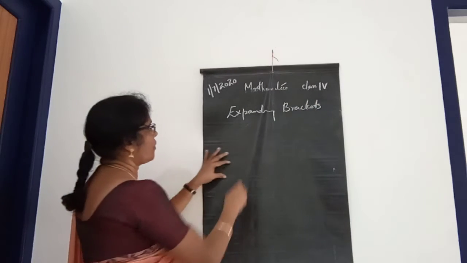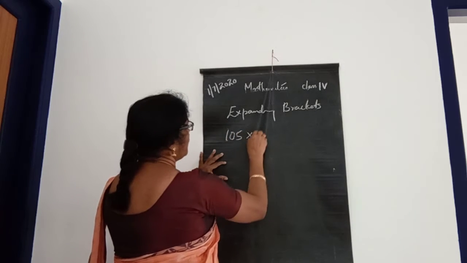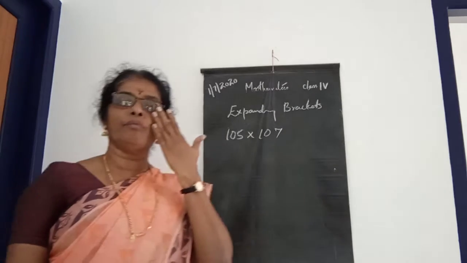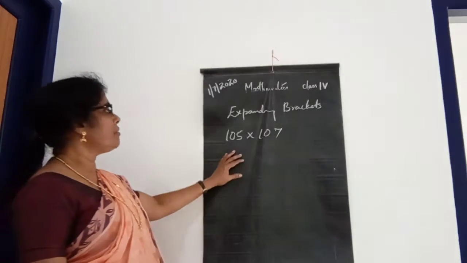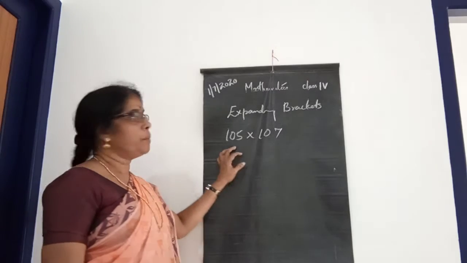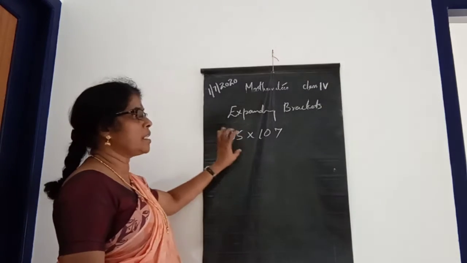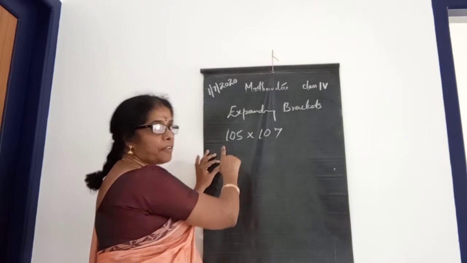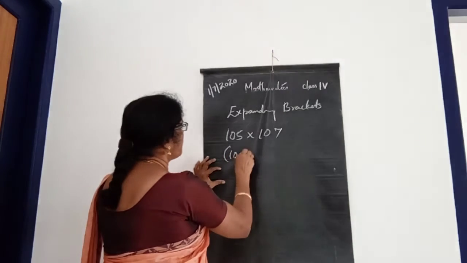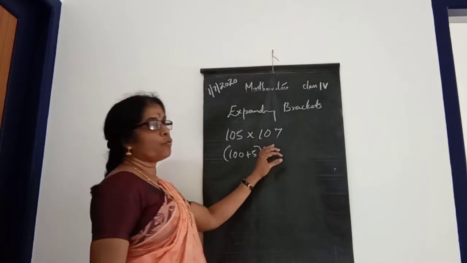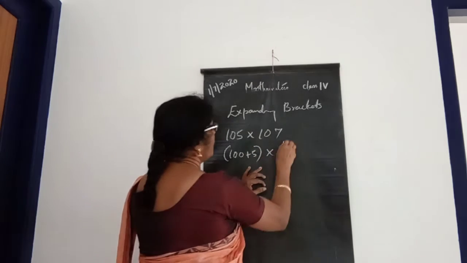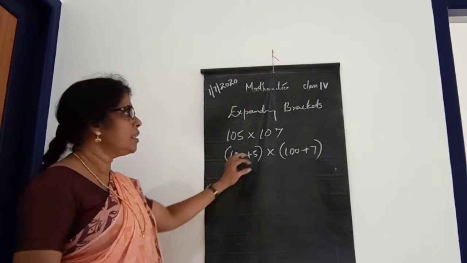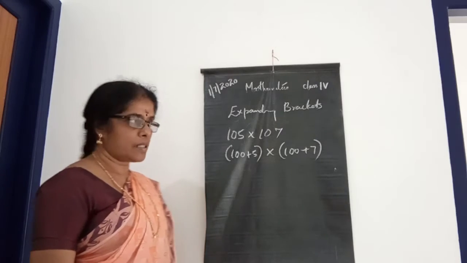Listen here, children. 105 into 107. First you can expand the bracket, expanding this number or splitting this number. How is 105 expanded, children? 105 means 100 plus 5. And 107 is equal to 100 plus 7.